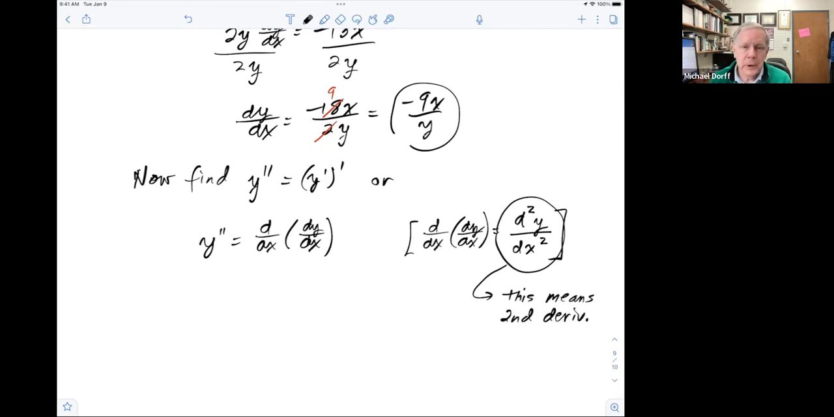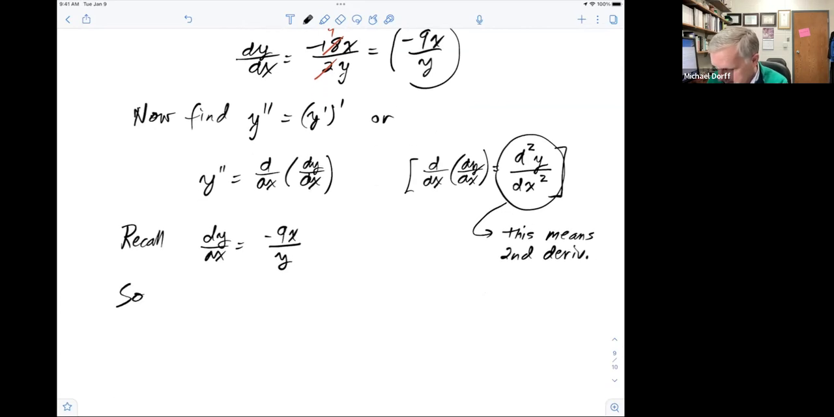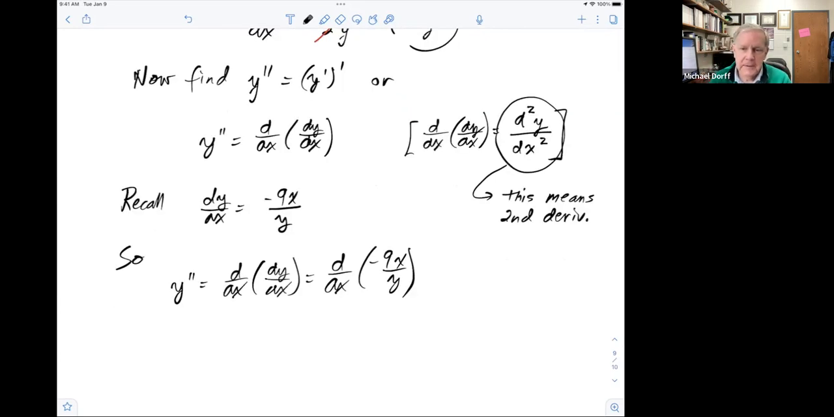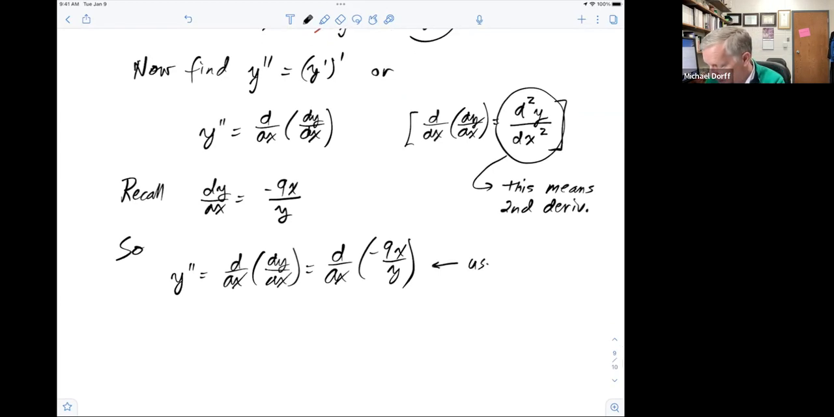All right, we're going to take the derivative of the first derivative. Recall the first derivative was negative 9x over y. So the second derivative is going to equal d/dx of dy/dx, which means I'm going to do d/dx of negative 9x over y. How do I take the derivative of negative 9x over y? Well, I have to use the quotient rule.